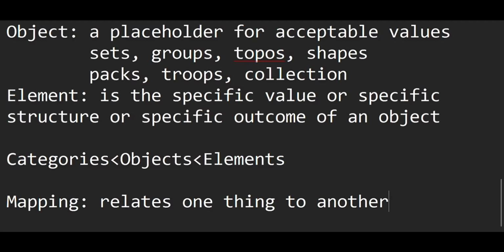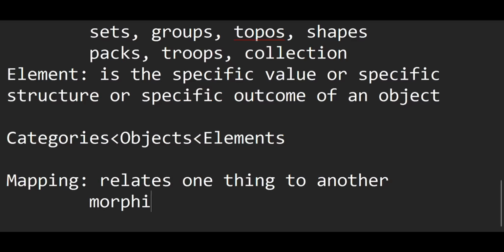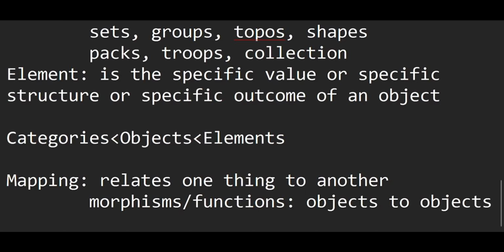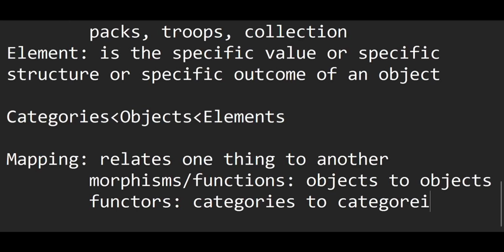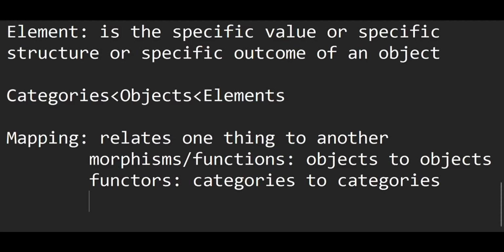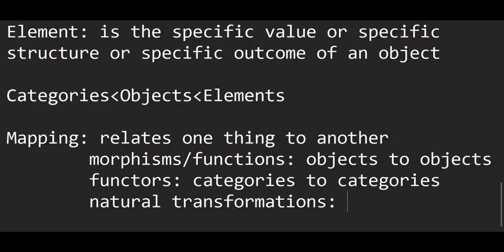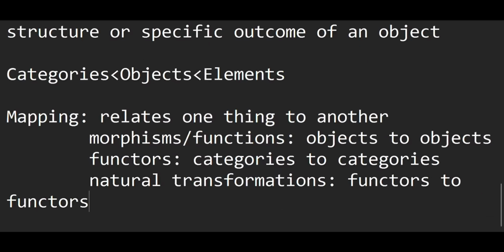And there are three main types of mappings. Okay? So there are morphisms or functions that relate specifically objects to objects. There are functors that specifically relate categories to categories. And then finally, there are natural transformations, which relate functors to functors. Okay?